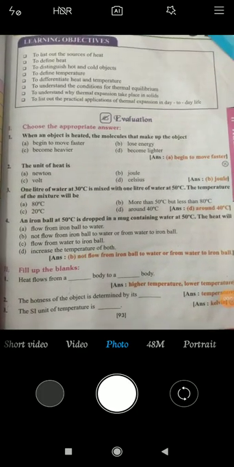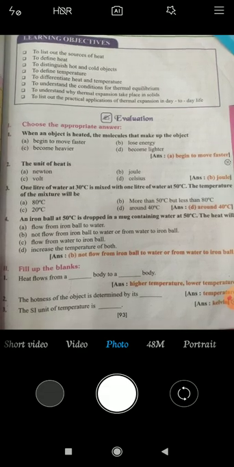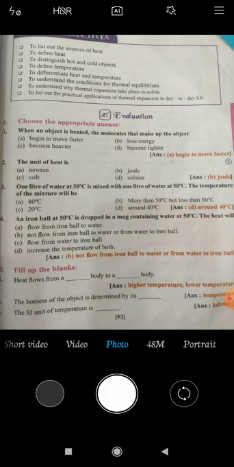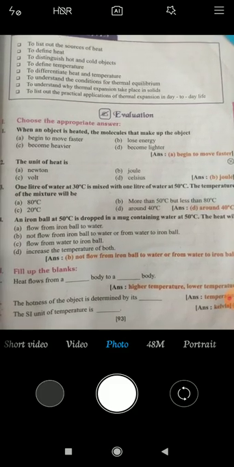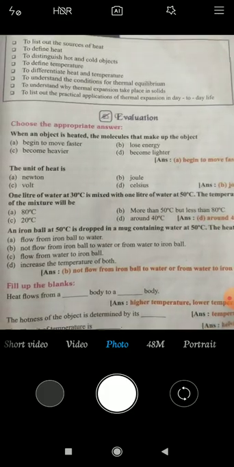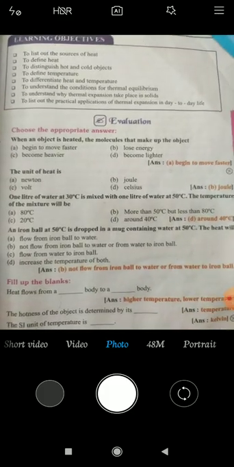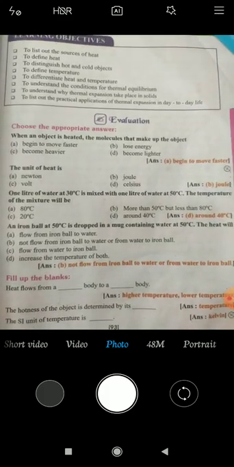Okay. Today I am going to give the revision. Lesson 1, Heat. Choose the right answer. First question. When an object is heated, the molecules that make up the object, the answer is begin to move faster.